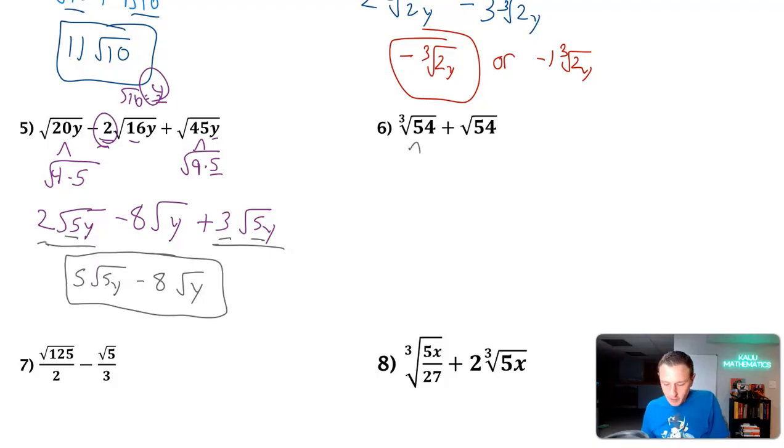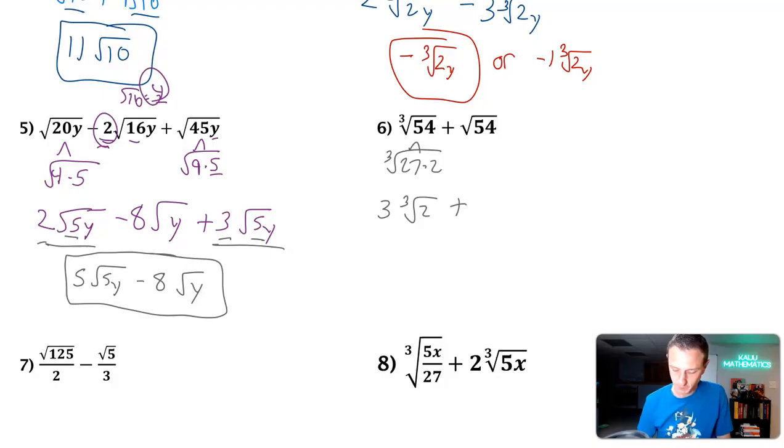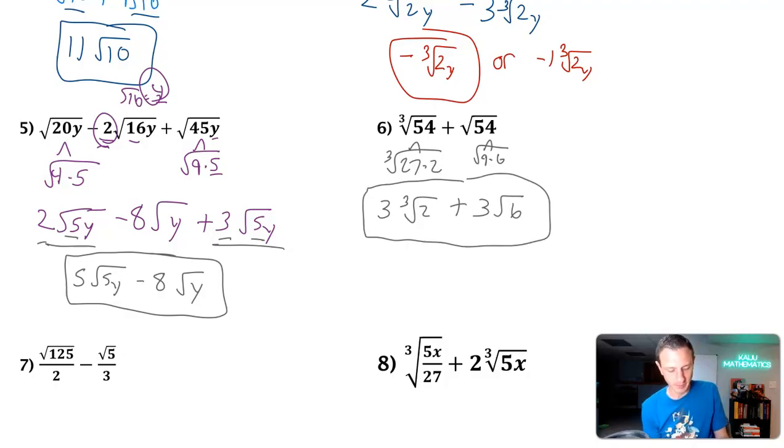I could rewrite 54. 54 is 27 times 2, and the reason I'm using 27 is because the cube root of 27 is 3. So that's going to be 27 times 2. Cube root of 27 is 3. 3 cube root of 2 plus the square root of 54. 54 is 9 times 6. Square root of 9 is 3. 3 square root 6. So even when I break it down, nothing's really happening here. 3 cube root of 2 plus 3 square root 6.